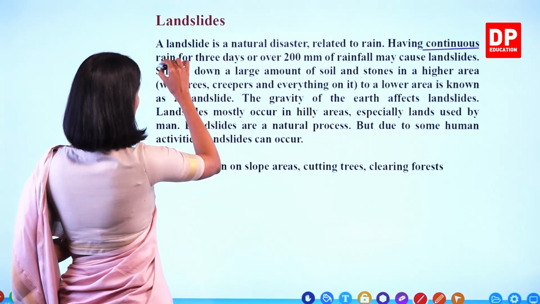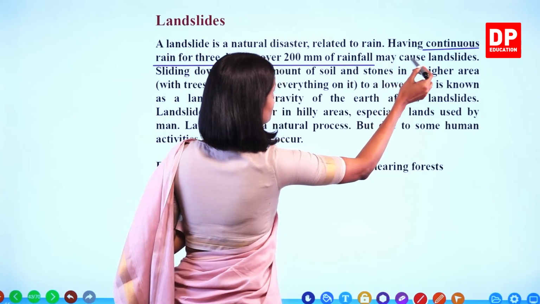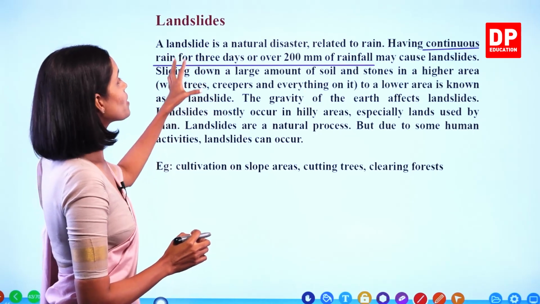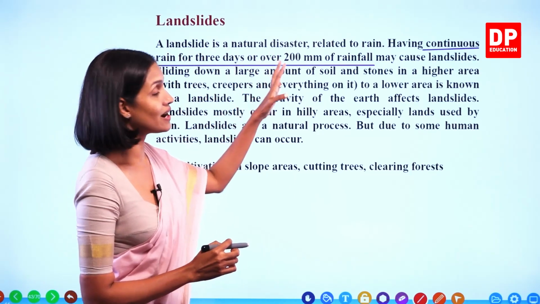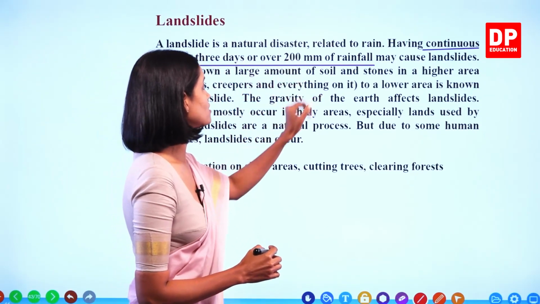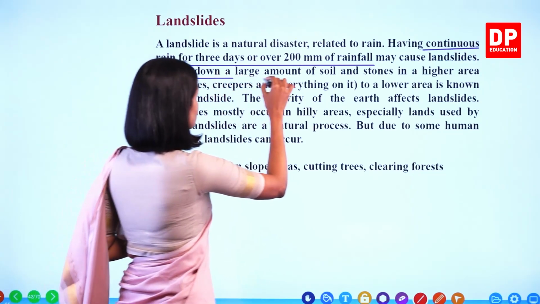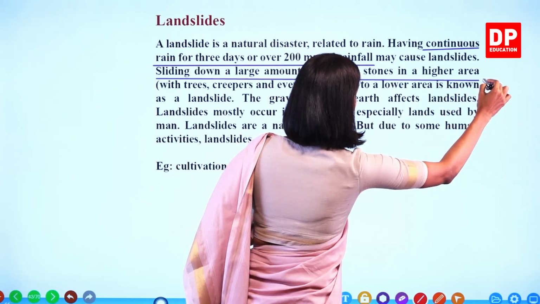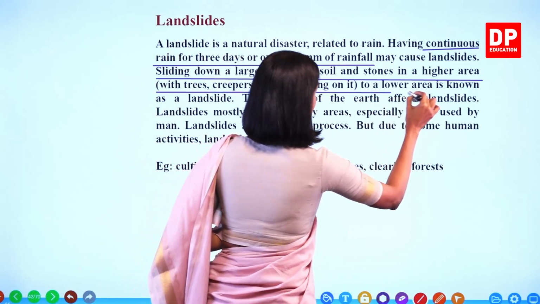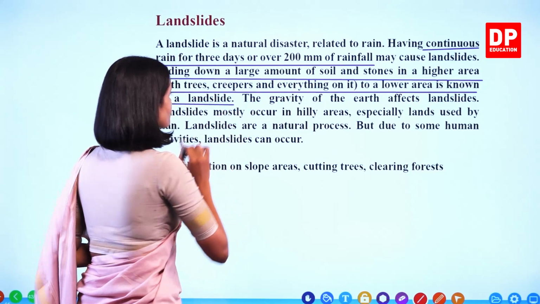Continuous rain for 3 days or over 200 millimeters, high rainfall, may cause landslides, okay? Sliding down a large amount of soil and stones in a high area, with trees, creepers and everything on it, to a lower area is known as a landslide.